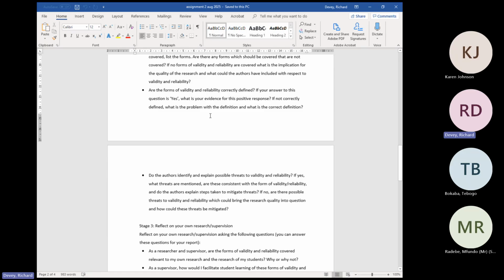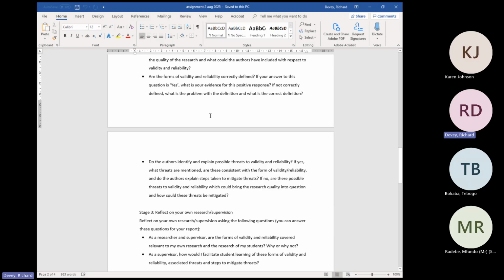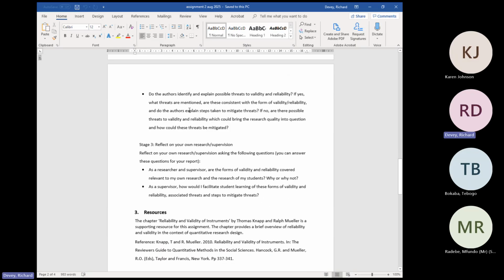The next question is, are the forms of validity and reliability correctly defined? Because sometimes researchers don't always define concepts correctly in their papers. If you say yes to that question, what is your evidence for that? If they're not defined correctly, what kind of definition should they have provided? And then do the authors identify and explain possible threats to validity and reliability? If they do, what do they mention, and so on? So those are some of the questions that you can answer there.